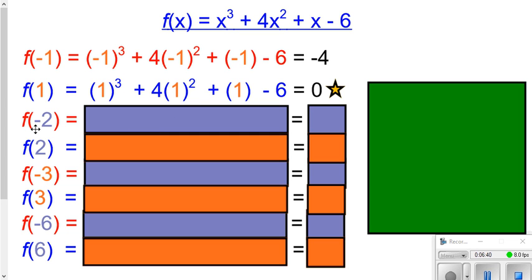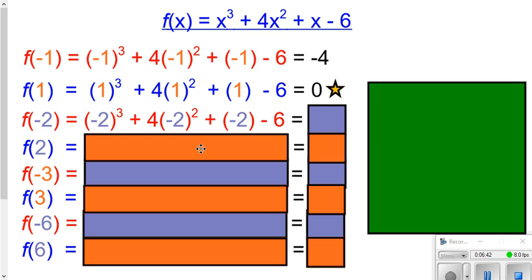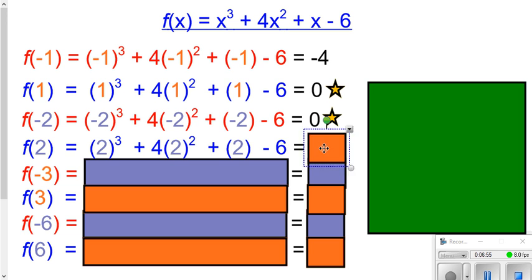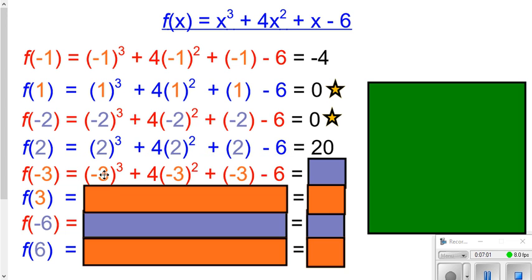This one works out. We do the same with negative 2. Plug it in. Evaluate it. This one also comes out as a 0. So that tells us here's one of our rational zeros. We plug in 2. Again, we evaluate it, and we get 20. That tells us that one does not work. Next, we plug in negative 3. Negative 3 into each spot, evaluate it, gives us a 0. So we have found 3 rational zeros.